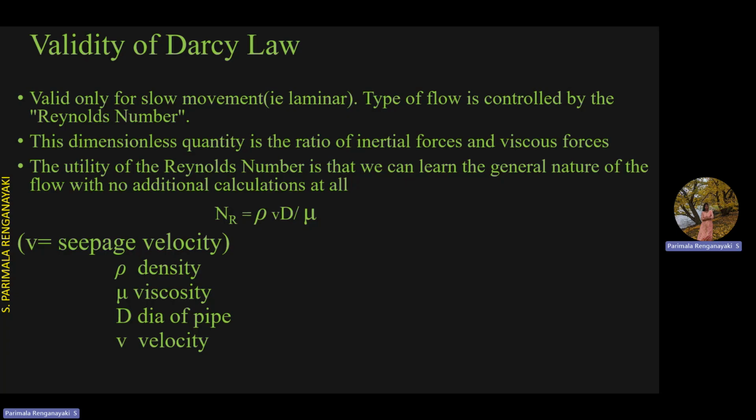So this dimensionless quantity is the ratio of inertial forces and viscous forces. Now, the utility of the Reynolds number is that we can learn the general nature of the flow with no additional calculation at all, because this dimensionless quantity considers the density, viscosity, diameter of the pipe, and velocity.